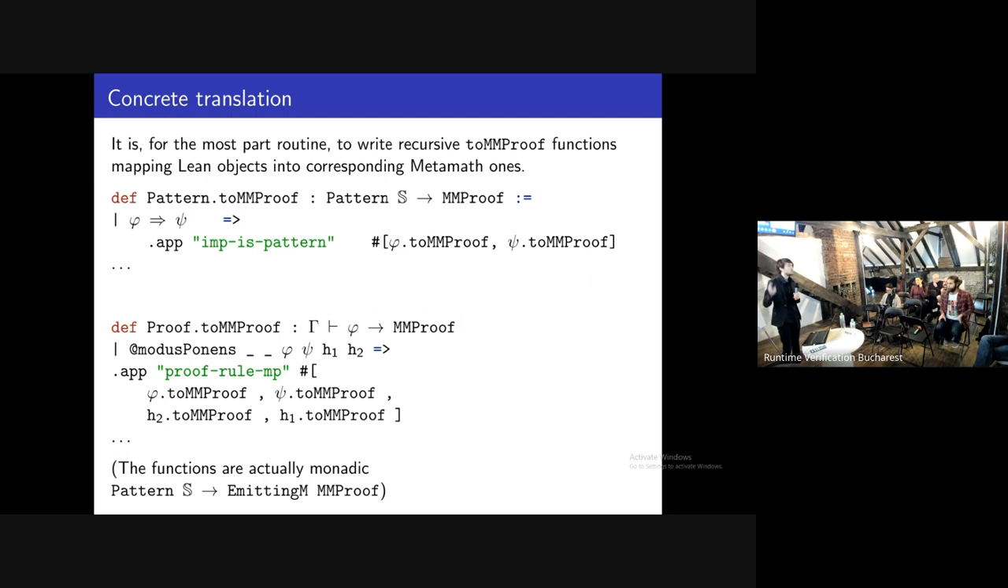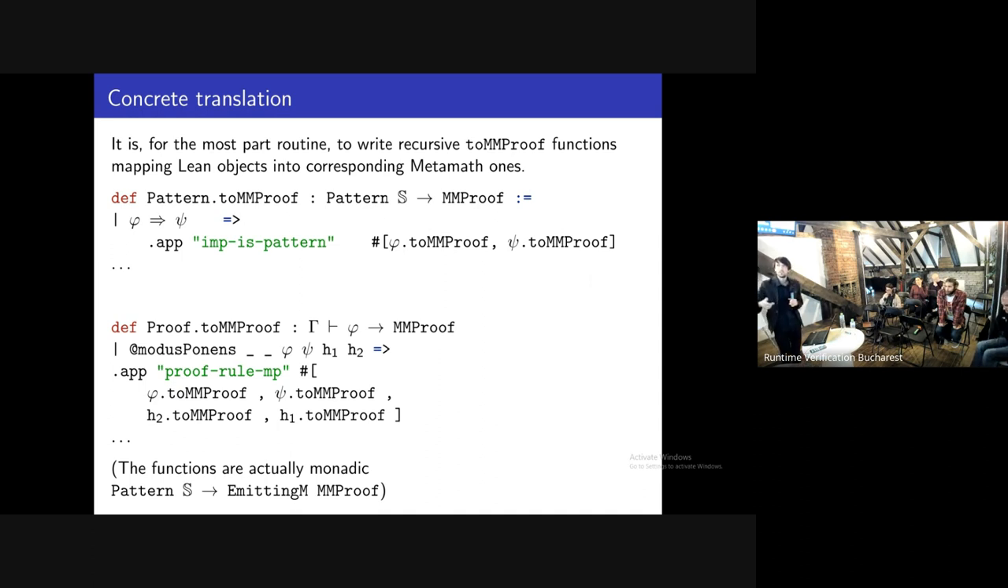Going from Lean to Metamath, I mean. I didn't try the other direction. All I'm doing is Lean to Metamath at this point.